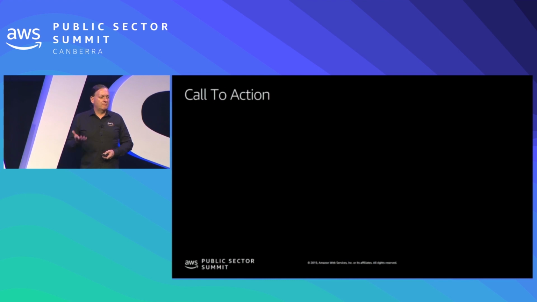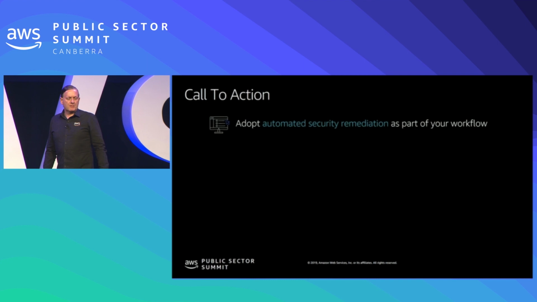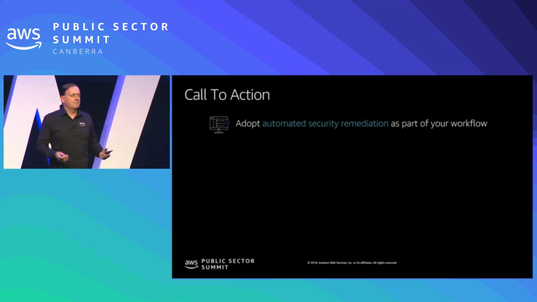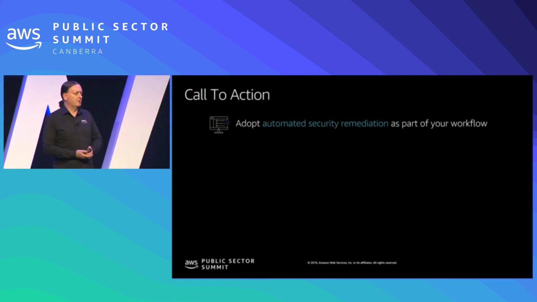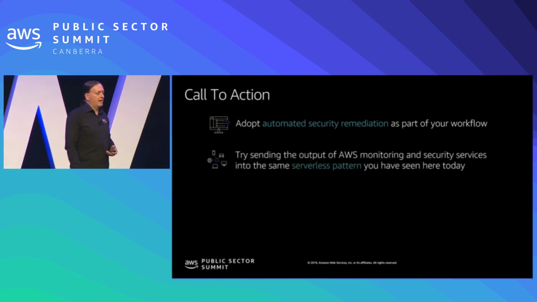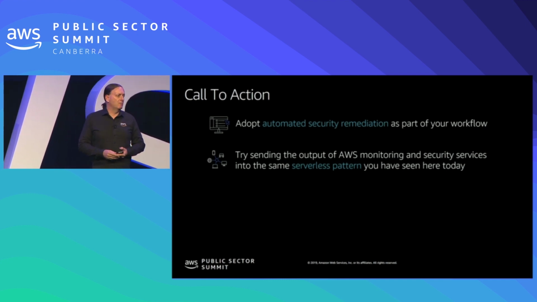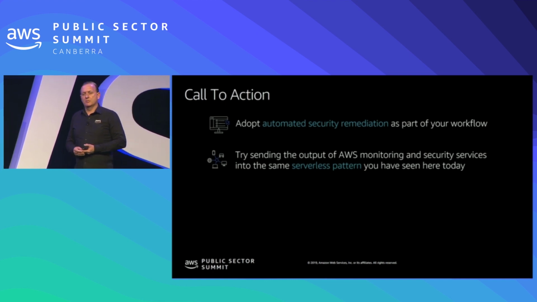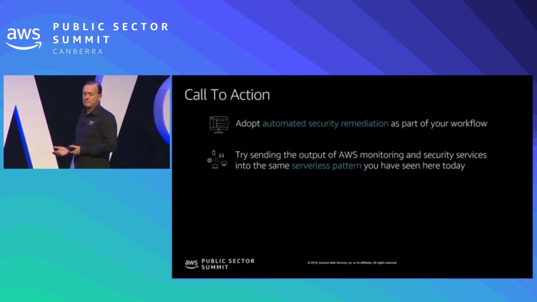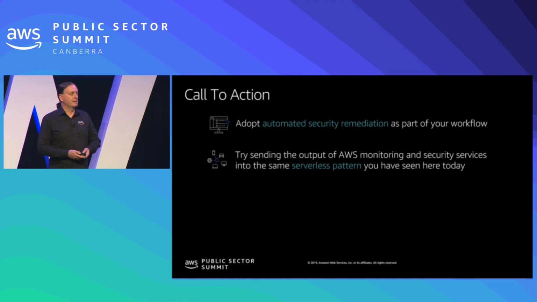Now, we just have some call to action points for you when you leave here today. First of all, I'd like you to think about adopting this automated serverless remediation pattern into your existing workflows. As part of that, look at putting the output of other AWS monitoring and security services, such as Amazon GuardDuty, AWS Security Hub, and AWS Config, into the same pattern that you've seen here today.